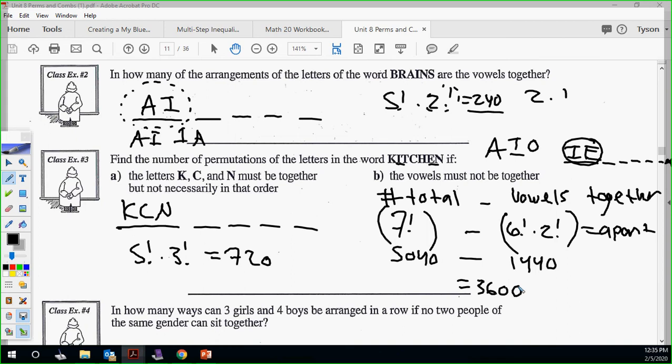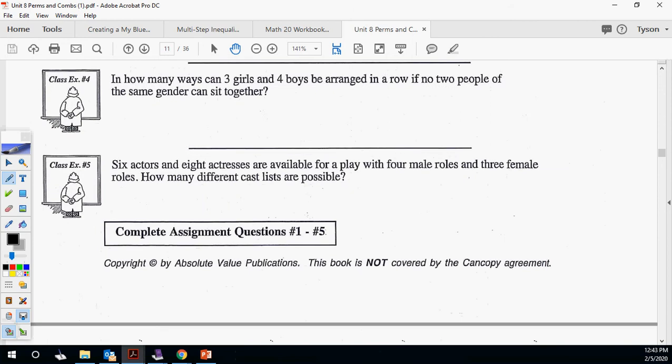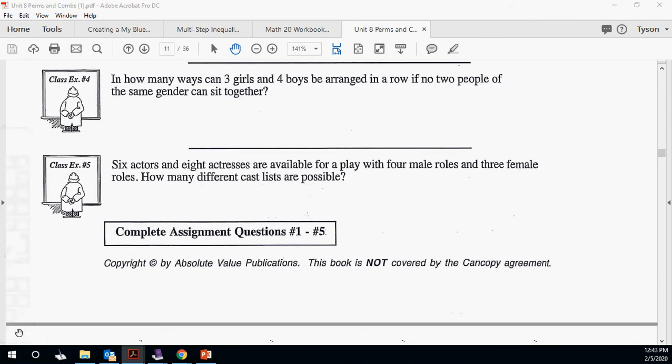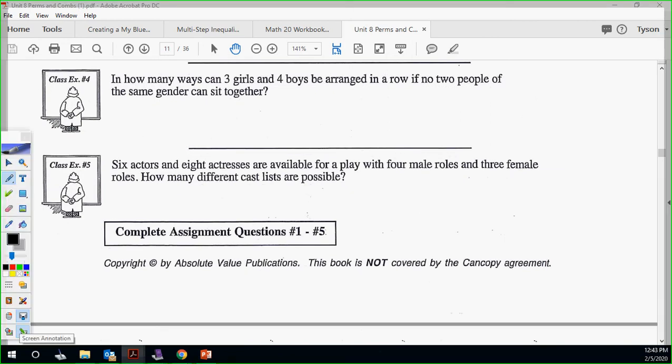All right, so let's do example 4. Any other questions? Okay, you're doing a good job with questions today. Thank you. Okay, so how many ways can 3 girls and 4 boys be arranged in a row if no 2 people of the same gender can sit together?